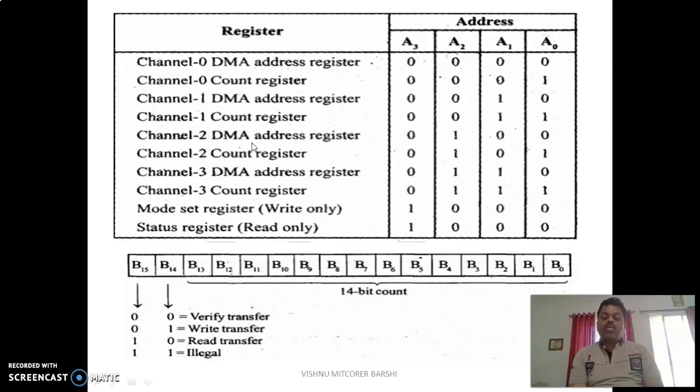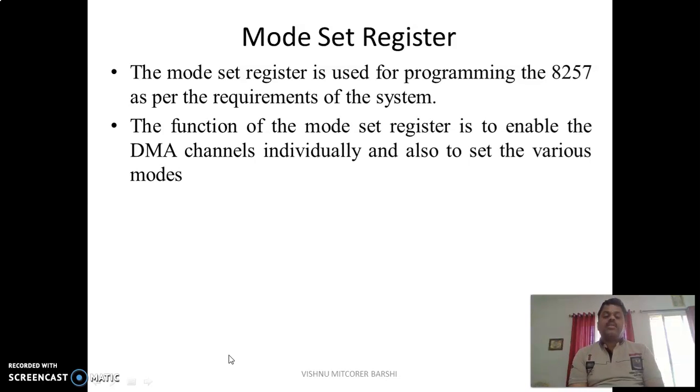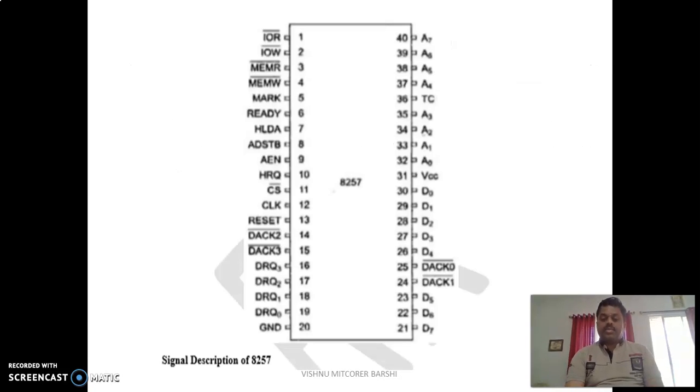There is a 14-bit count represented from B0 to B13, and B14 and B15 are used as follows: if they are 00, it is verify transfer; 01, write transfer; 10, read transfer; and if both are 11, then it is an illegal situation. The mode set register is used for programming the 8257 as per the requirements of the system. The function of the mode set register is to enable the DMA channels individually and also to set various modes.